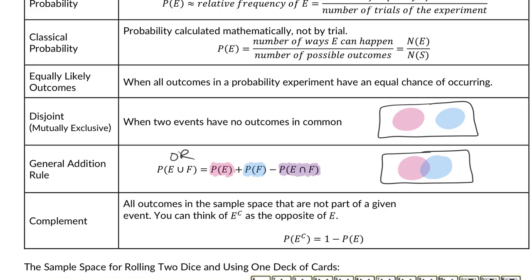In statistics, a complement is the parts of the sample space that are not a part of the given event. This is how you write a complement. It looks like an exponent and it's just a C. It's pronounced E complement. You can find the probability of E complement by doing 1 minus the probability of E, because if E is the event, E complement is literally everything else. So you take 100% and you take away that probability.